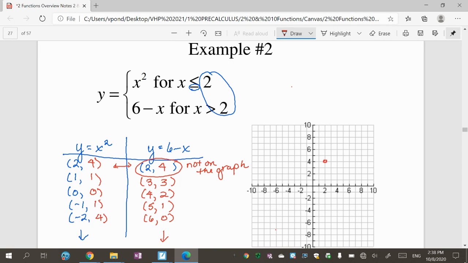So I've got the point 2, 4. Fill it in. 1, 1. 0, 0. Negative 1, 1. Negative 2, 4. And it keeps going. If I did negative 3, it'd go all the way up to 9 because that would be squared. So this part of our graph, I'm sure you can draw this nicer than me, is part of a parabola.